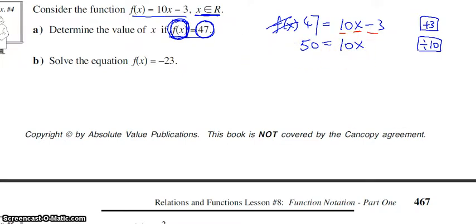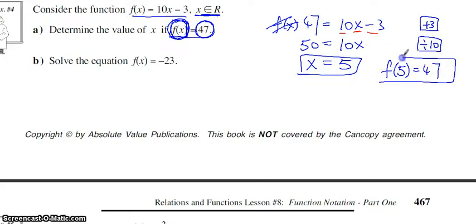And then you always write your variable to the left and your answer to the right. Instead of writing 5 equals x, you write x equals 5. So that's your answer. Now I can rewrite my function. I can say f of 5 is 47. This is the function notation. You find that x is 5.